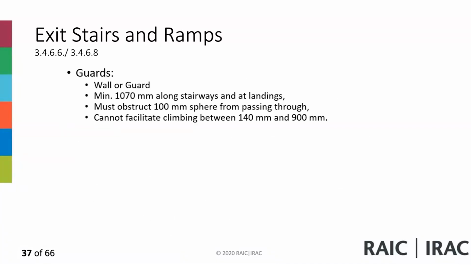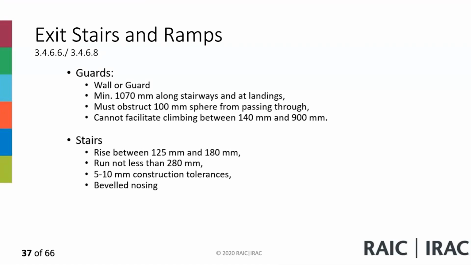3.4.6.6 and 3.4.6.8, the guards. The guards would be around walls. The guard can be a wall or a guard. The wall serves as a guard for stairs, and if you have an opening, you'll have a guard. The guard needs to be 1.07 meters high along the stairways and at landings. It must obstruct a 100 millimeter sphere from passing through, and cannot facilitate climbing between 140 millimeters and 900 millimeters. So you want to be careful in how you design your guards, and you need to take a look at 3.4.6.6 and 3.4.6.8 for that.